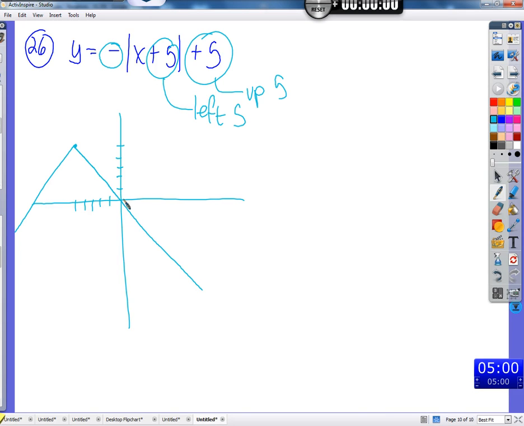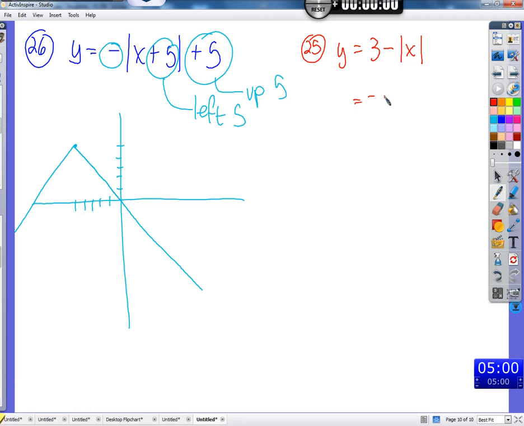It's a nice color combo, I think. It looks nice. What's next? Michael? 25. 25? Yeah. You want to spend all your time graphing every single absolute value? Yeah. That's all I think is fun.